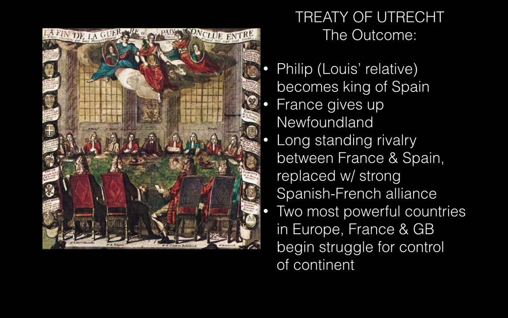Okay, so now the outcome of this treaty. Philip, Louis's relative, as I said, does become king of Spain. France gives up, as I said, Newfoundland, so you should know that. The long-standing rivalry between France and Spain is replaced with a strong alliance between them. And the two most powerful countries in Europe, France and Great Britain, actually begin to seize control of the continent. So this battle literally becomes between Great Britain and France over who's going to control Europe.